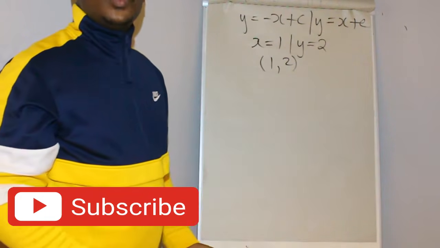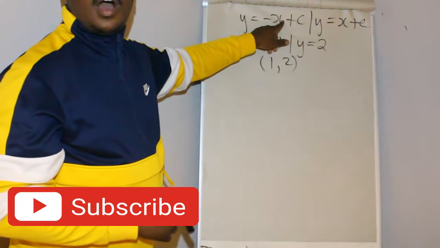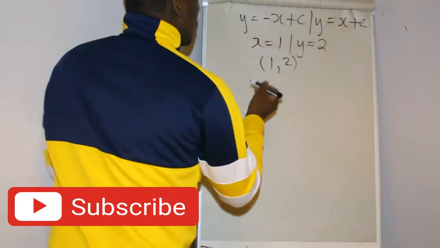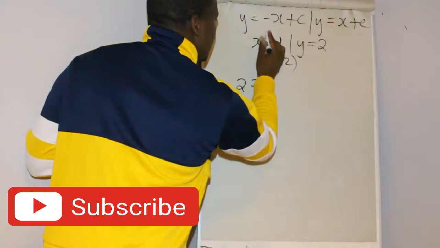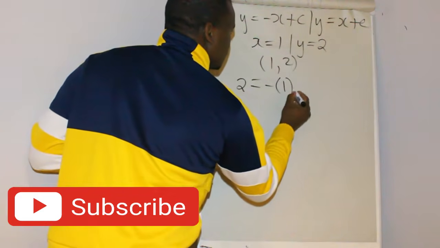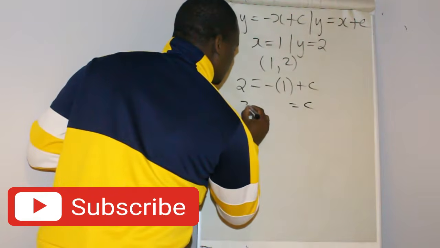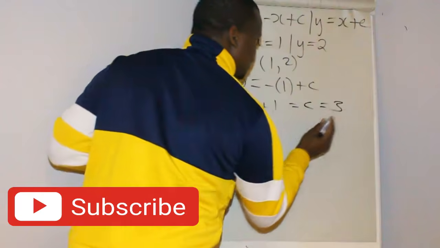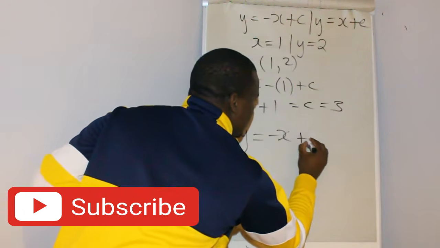So what you have to do now is find this equation. How do you do this? Easy. We have x, we have y. So y is 2, substitute: 2 equals minus x, which is 1, plus c. So your c is equal to 2 plus 1, because you transpose this to this side. So your c is equal to 3. Your line of symmetry is y is equal to negative x plus 3.